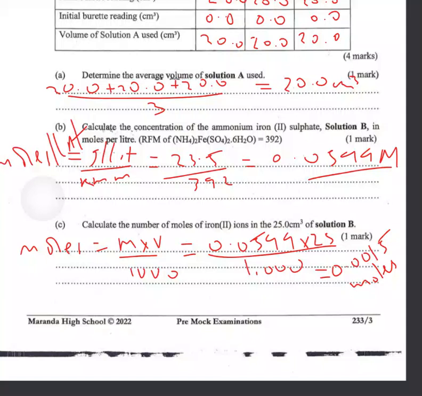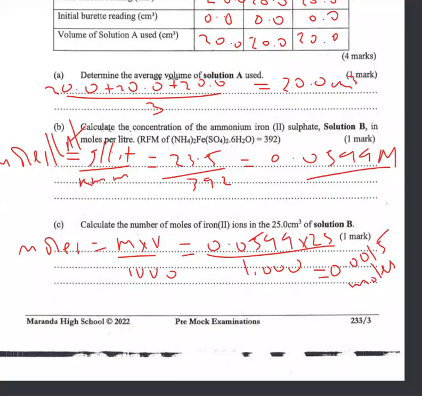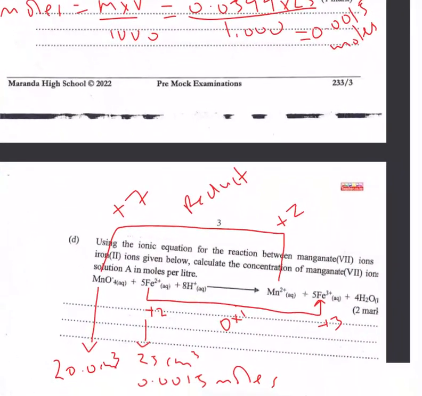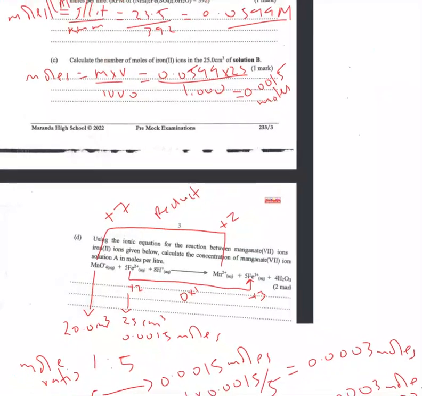Then on part C, we have been told to calculate the number of moles of iron(II) sulfate in 25 cubic centimeter solution. Remember that in part B, we've calculated the concentration, and do not forget that we pipetted 25 cubic centimeter of solution B. It therefore means that to calculate the moles of iron(II) ions, we just take the molarity times the volume divided by 1000, which will give us 0.0015 moles.